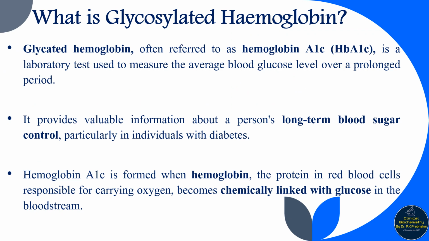This glycosylated hemoglobin, or HbA1c, is formed when hemoglobin, which is the common protein of RBC, made of heme plus globin, and responsible for the transportation of oxygen and carbon dioxide in our body, chemically associates with glucose, non-enzymatically. That product is the glycosylated hemoglobin, called HbA1c.